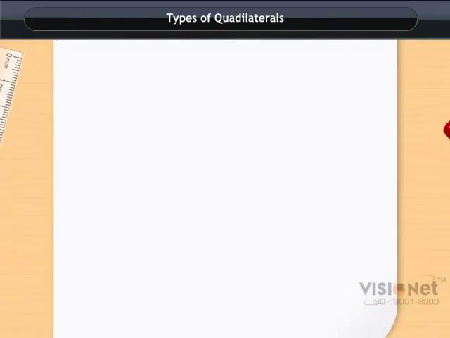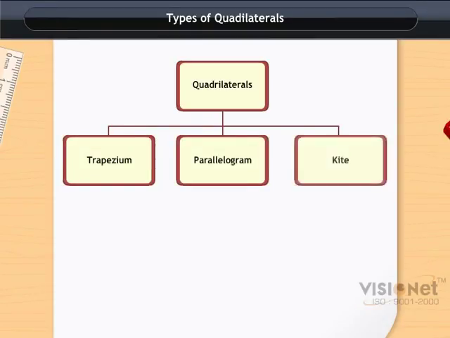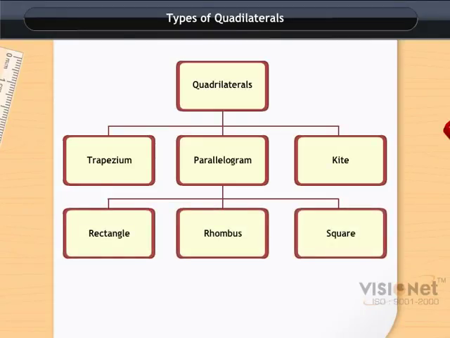Types of quadrilaterals. There are mainly three types of quadrilaterals, namely trapezium, parallelogram and kite. Parallelogram is further of three types, namely rectangle, rhombus and square.